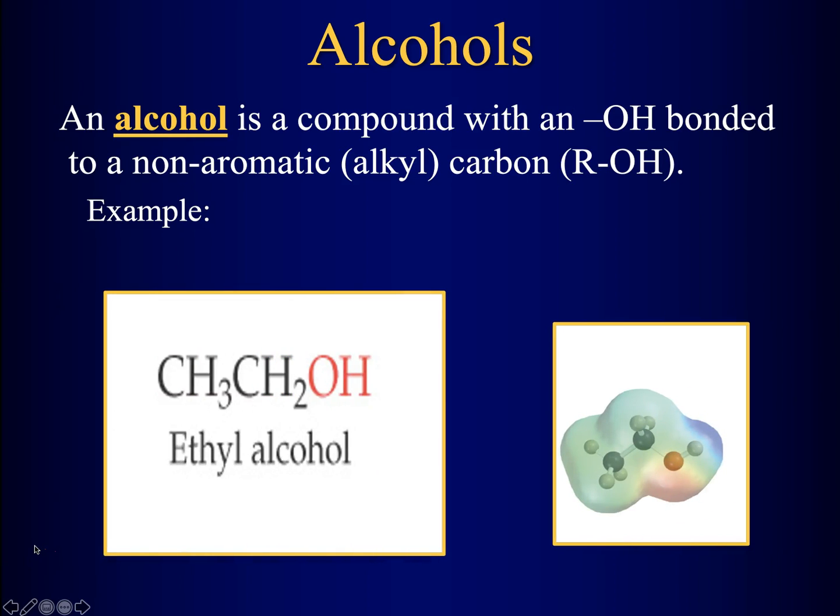So an alcohol is any compound with an OH bonded to a non-aromatic alkyl carbon. So it's an ROH. So this is an OH attached covalently to an organic carbon. So if I have CH3CH2OH, I've got the oxygen attached to this carbon, and it'll give us ethyl alcohol.